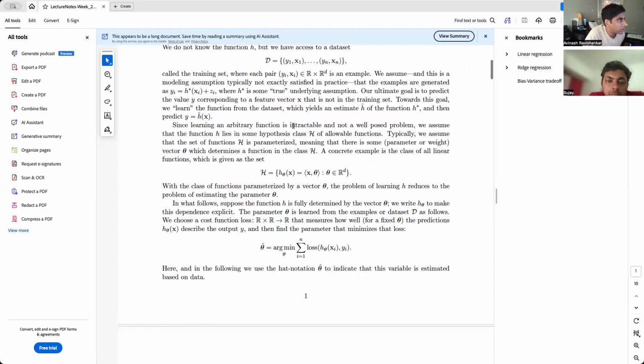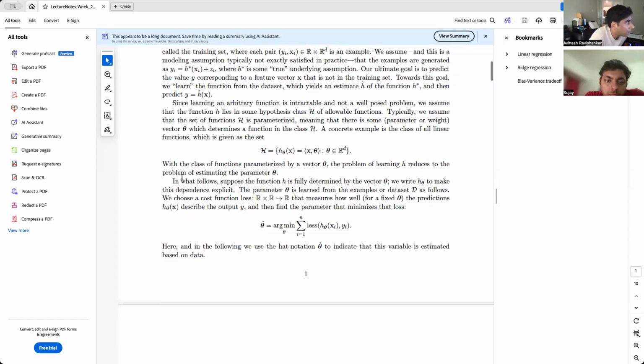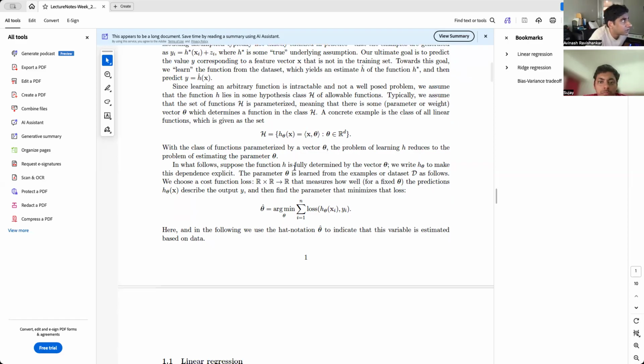Since learning an arbitrary function is intractable and not a well-posed problem, we assume the function H. So we restrict basically our class of functions. That is the capital H. In the linear regression case, the class of functions is all linear functions, and H is the inner product of X and the parameters. With the class of functions parameterized by a vector theta, the problem of learning H reduces to the problem of estimating the parameters. And then we estimate the parameters by minimizing the loss.